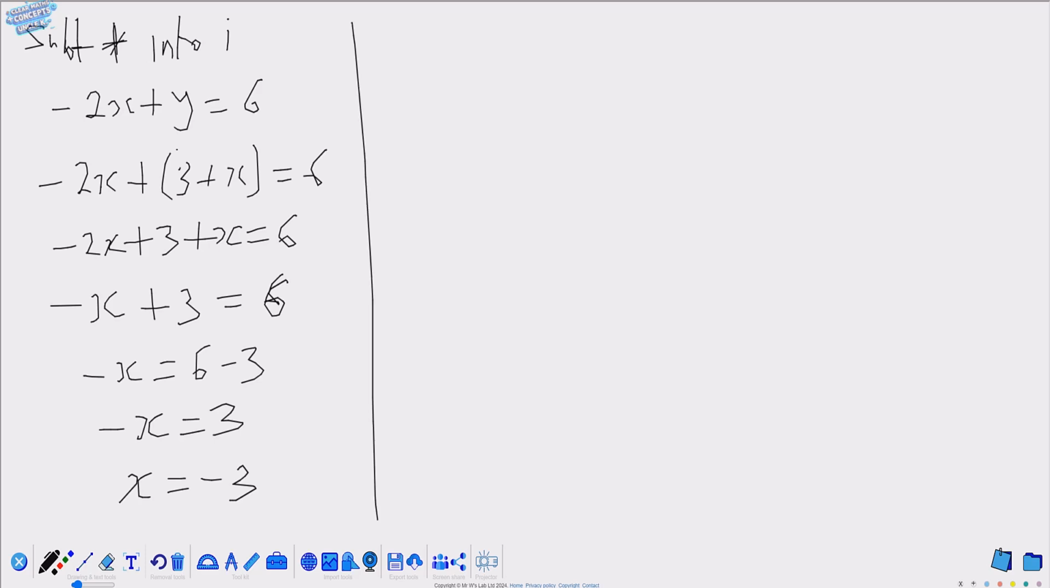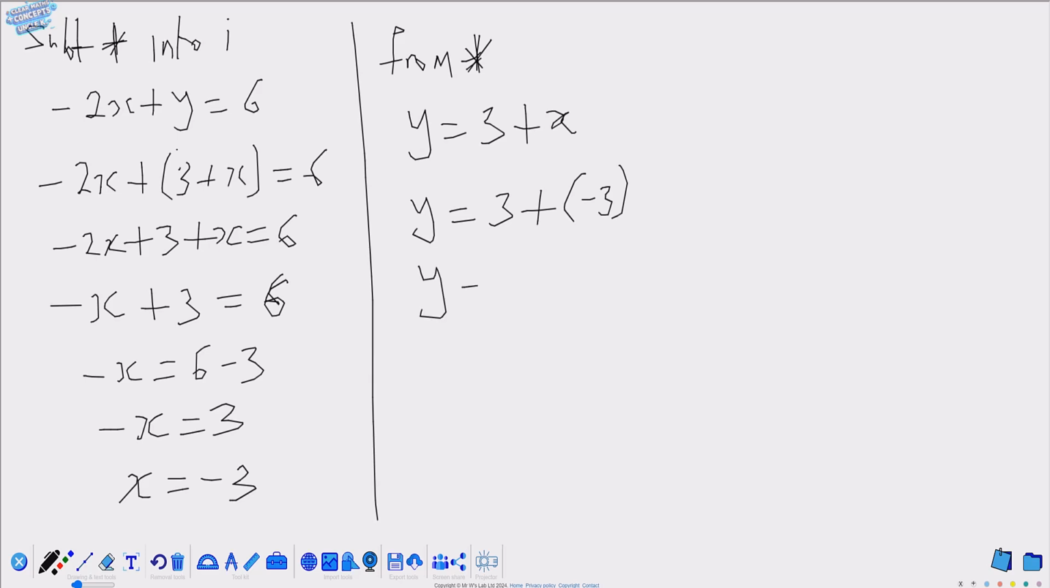So remember equation star, right? From star now, you already know that y is 3 plus x, right? So it means your y will be 3 minus 3. y will be what? 0. Therefore, x equals minus 3, y equals 0. That's our final answer.